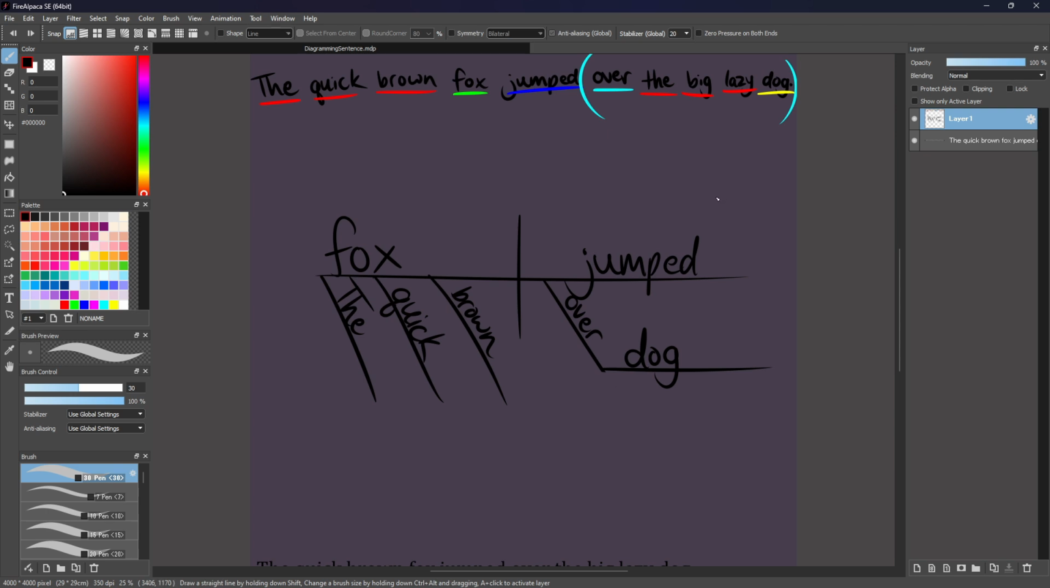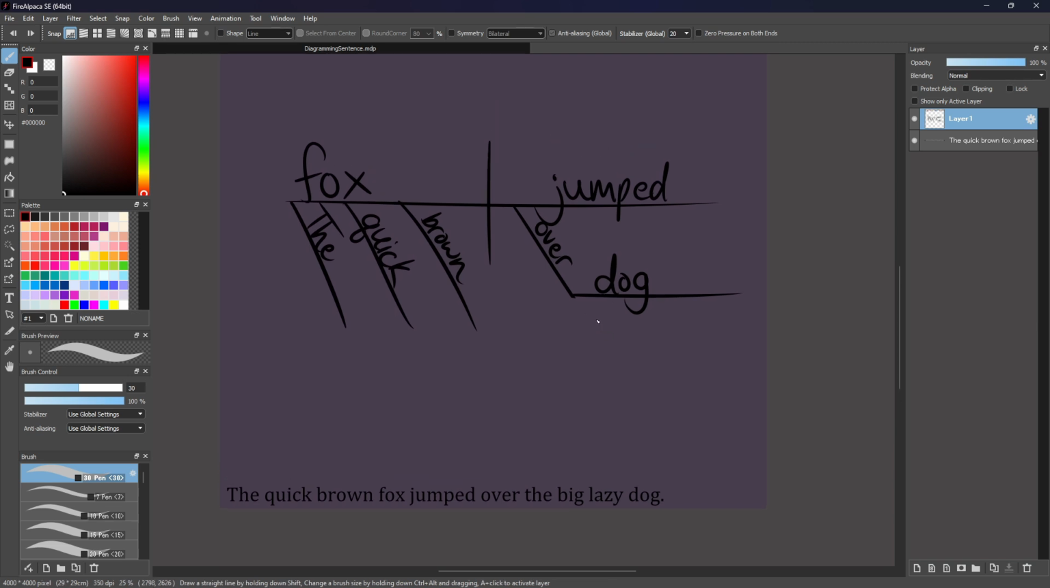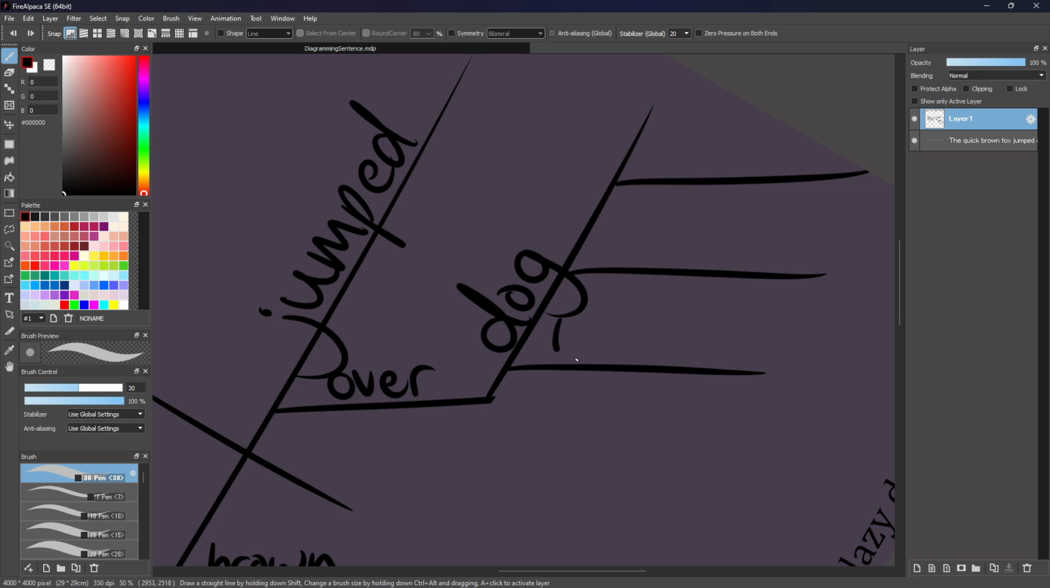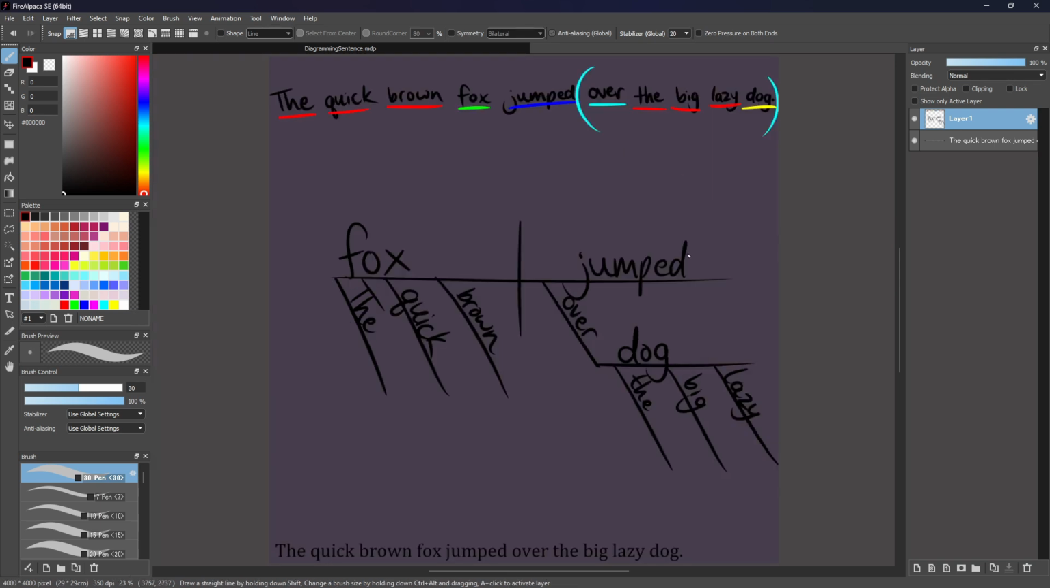Finally, we will do the same thing with the, big, and lazy that we did with the, quick, and brown in the beginning. Under the line we made for dog, we will draw 3 diagonal lines that extrude from dog. Hopefully these look diagonal. I can't really say they do. And this is where we will put the, big, and lazy. This is done this way because those 3 words describe dog.